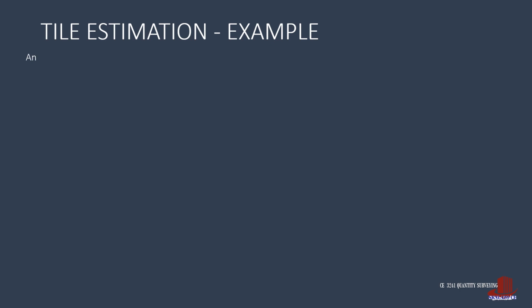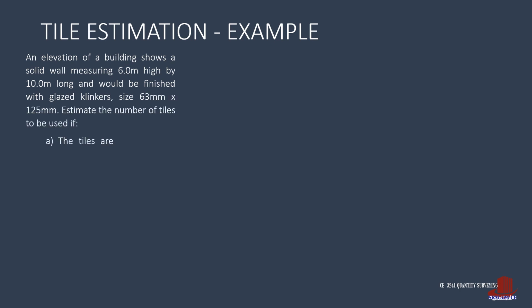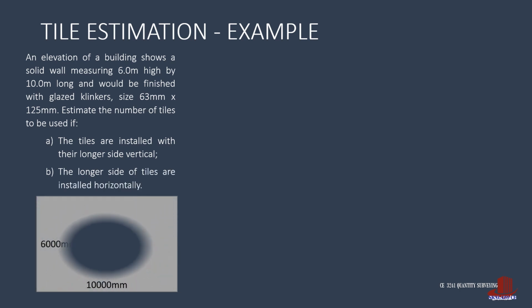To show the process of estimation, let's take a solid wall from a building of 6 meters height and 10 meters length. It is required to have this wall finished with 63 mm by 125 mm clinkers. The two situations to be provided are: A, the tiles installed have their longer side vertical, and B, the tiles' longer side are laid horizontal.